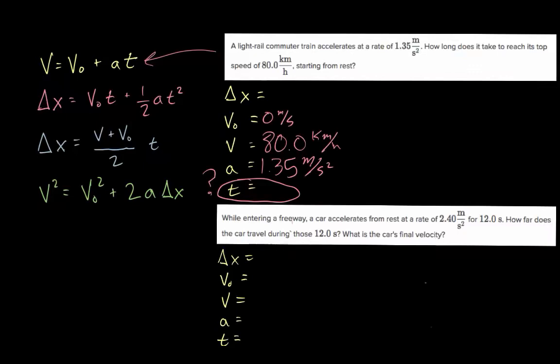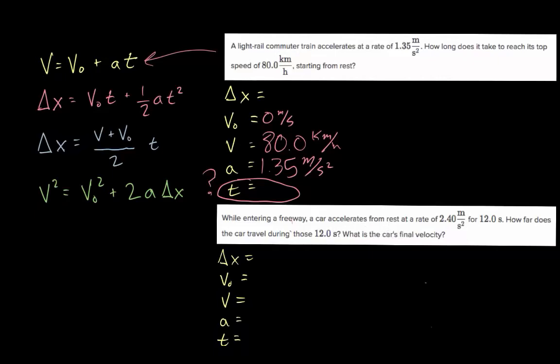And also let's see what we know. So while entering a freeway, a car accelerates from rest at a rate of 2.40 meters per second squared for 12 seconds. There's a lot of information in this first sentence. It says accelerates from rest. That tells us that the initial velocity is 0, right? It wasn't moving initially.